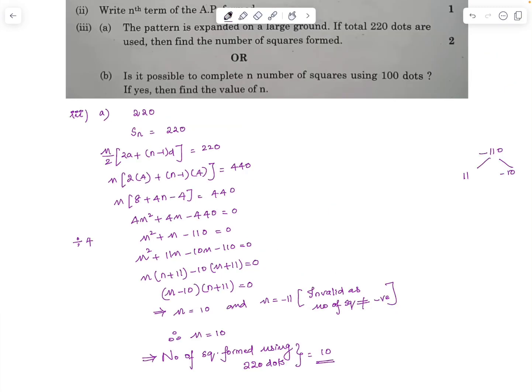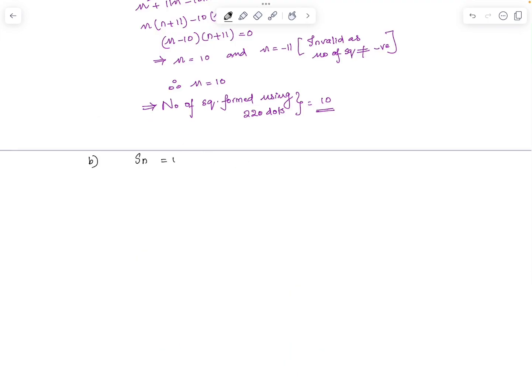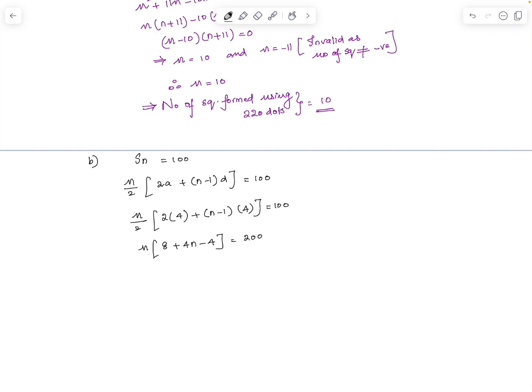The B part of the third question, is it possible to complete n number of squares using 100 dots? If yes, then find the value of n. Sn is equal to 100, n by 2 times 2a plus n minus 1 times d is 100. We have to figure out n. a is 4, d is also 4. The right hand side becomes 200. 4n square plus 4n minus 200 equal to 0.